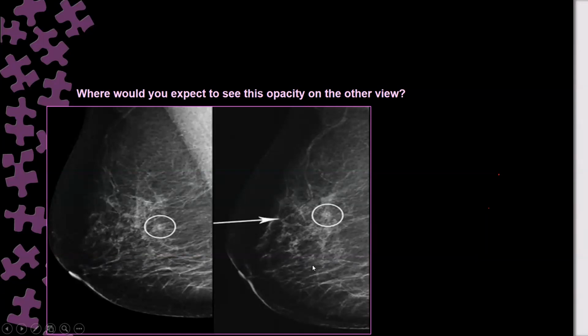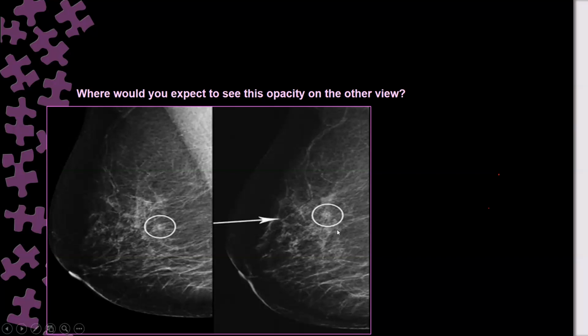What is this view and what is this view? Where compression, magnification. Expect to see this opacity on the other view. Mediolateral oblique view of the right breast. And this one? Compression. This is a true lateral, and this is MLO.